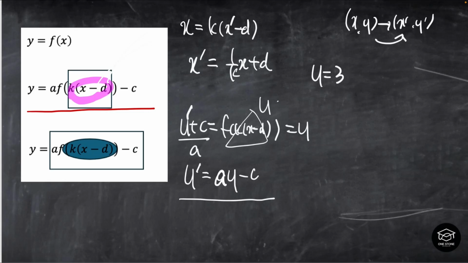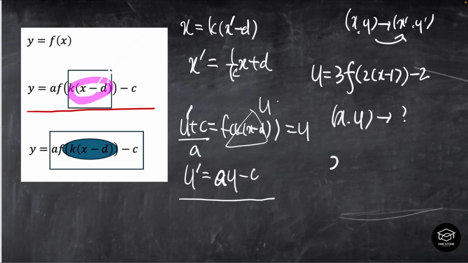For example, if the function y equals f of x is transformed into y equals 3 times f of 2 times (x minus 1), then minus 2, then the original point (x, y) is mapped to a new point (1/2 times x plus 1, 3 times y minus 2).